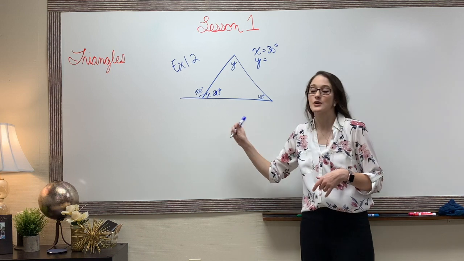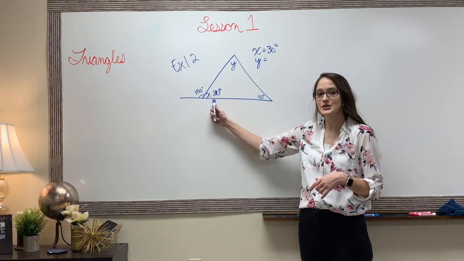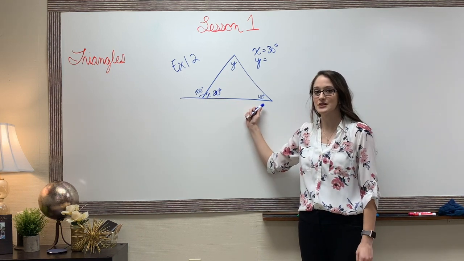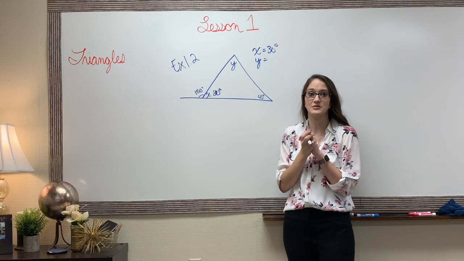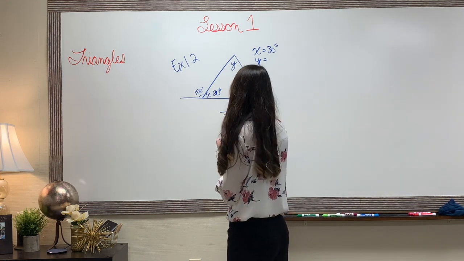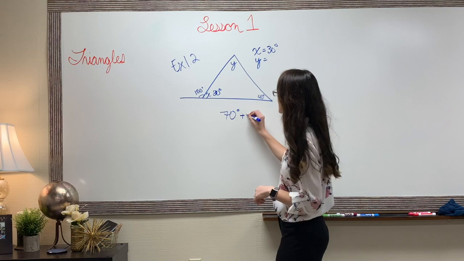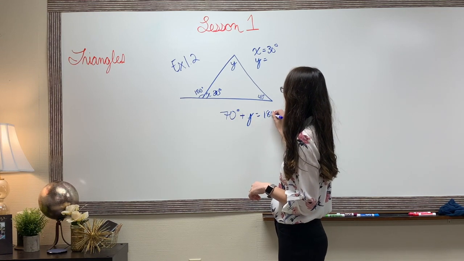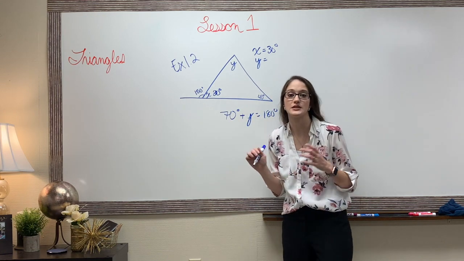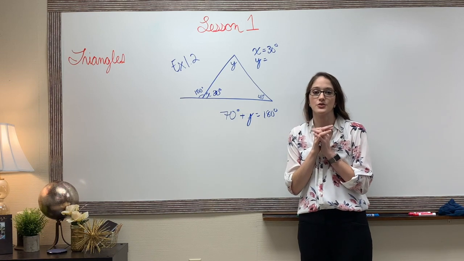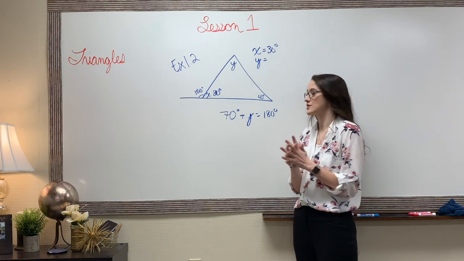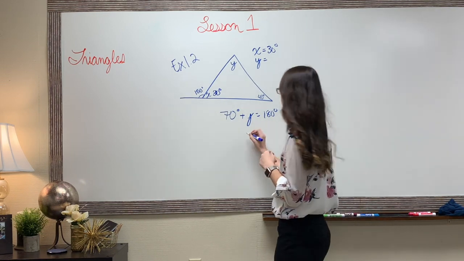Okay. So if we know that x is 30 degrees and we are given 40 degrees, we know that those two combined is going to be 70. Plus whatever angle y is, it's going to equal 180 degrees, because triangles always will equal 180 degrees. So now we can just subtract the 70.